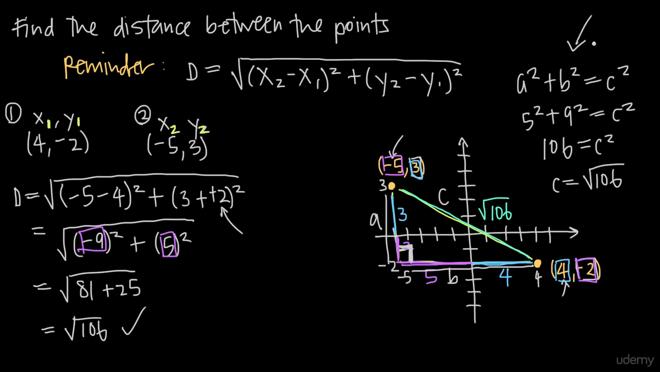And then you can use your Pythagorean theorem here. You just have to find out what the length of A is, what the length of B is, and then plug those into your Pythagorean theorem and solve for C, and you'll be able to find the distance between the points that way also. So that's how you use the distance formula to find the distance between two coordinate points.